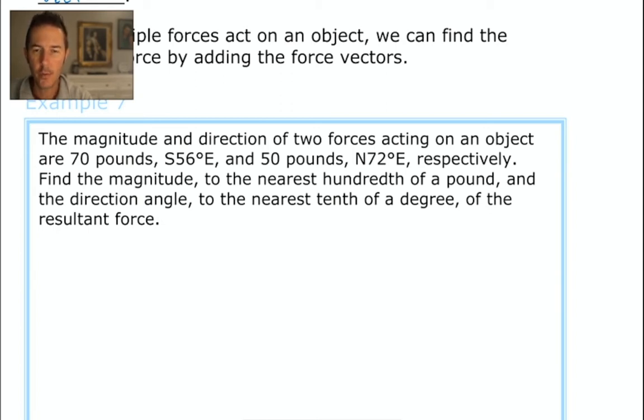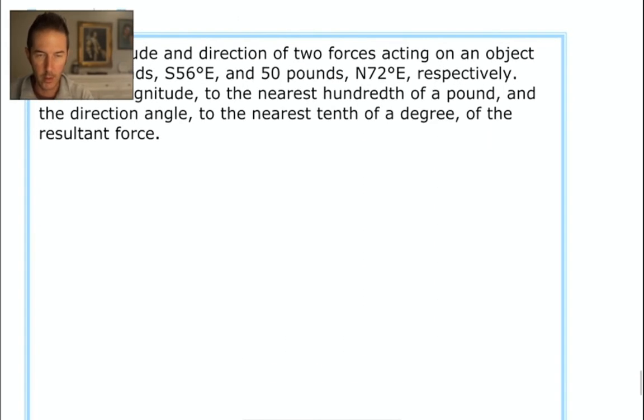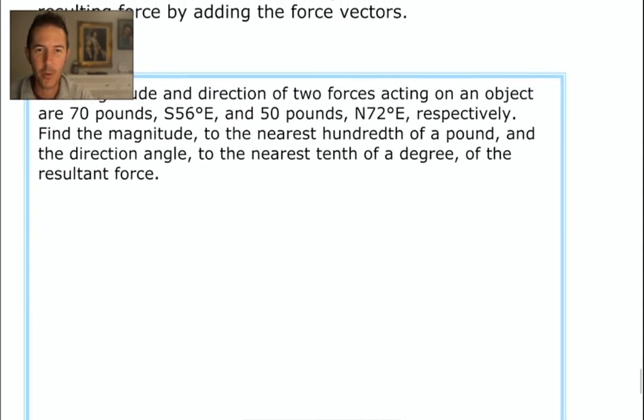There are two forces that are acting on this object, so let's have a look at the question. The magnitude and direction of two force vectors acting on an object are 70 pounds in that direction, so that's 70 pounds of force, and 50 pounds of force in the other direction. And we want to find the magnitude to the nearest hundredth of a pound and the direction angle, so we still have magnitude and direction that we're looking for, to the nearest tenth of a degree, of the resultant force. So of course, I'd like to draw a little diagram so we have some idea of what it is that we're actually working with.